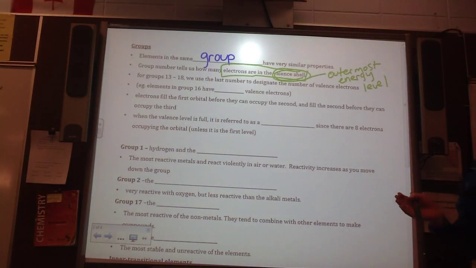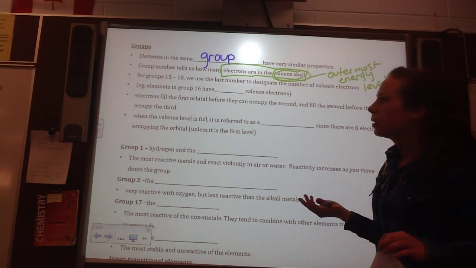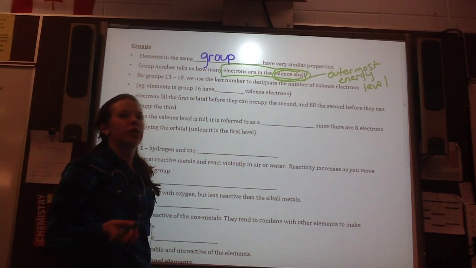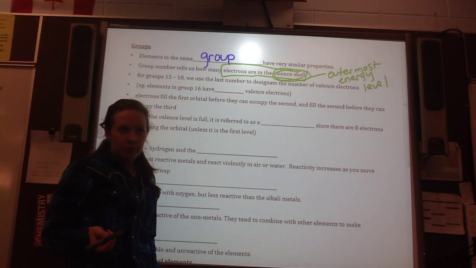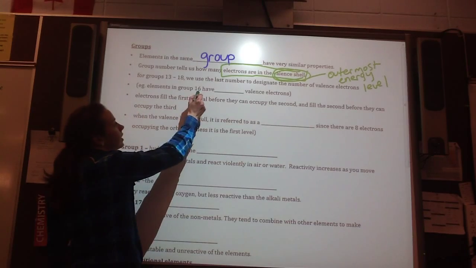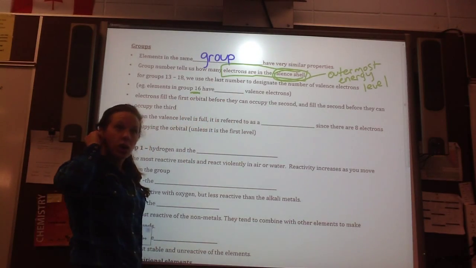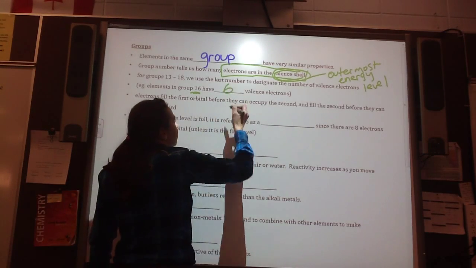For groups 13 to 18, we use the last digit to tell us. So that's really important. Say elements all in group 16, like oxygen, sulfur, selenium, those all have how many valence electrons in them? So the number 16, you use the last number to designate. So how many do they have? 6 valence electrons.